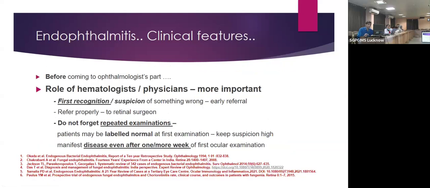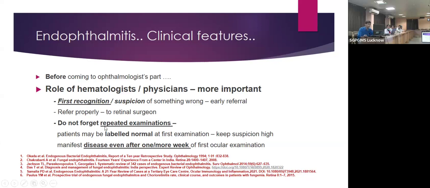Since the patient is under your care, I will discuss the ophthalmologist part of care later, but the hematologist's and physician's roles are very much important in diagnosis of these cases. How? Because you are the first to recognize something is not good, something is bad. You are the first to become suspicious of something wrong. And this will result in early referral. And whenever you refer, please refer properly. You demand, you ensure it must be referred to a retinal surgeon, not a general ophthalmologist. Otherwise diagnosis may be delayed, or it may be misdiagnosed for a long time.